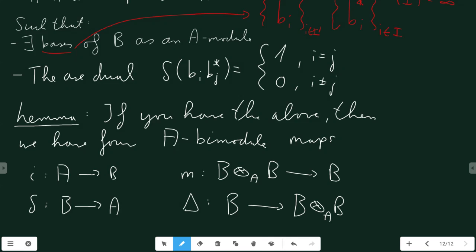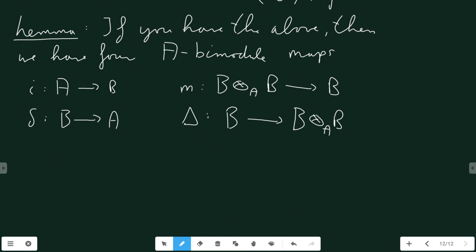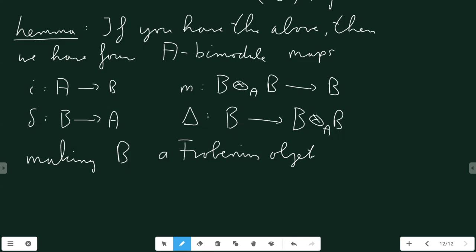And the point is, here's my lemma. You have four maps making B a Frobenius object in A bimodules. And those maps are actually given completely explicitly.